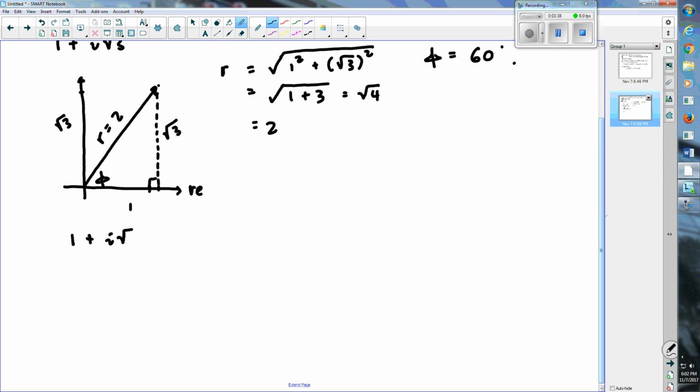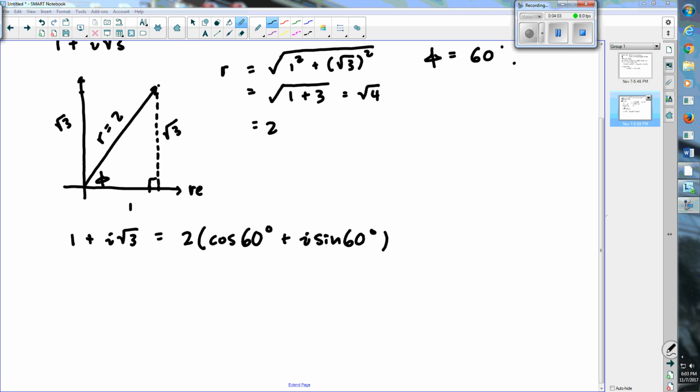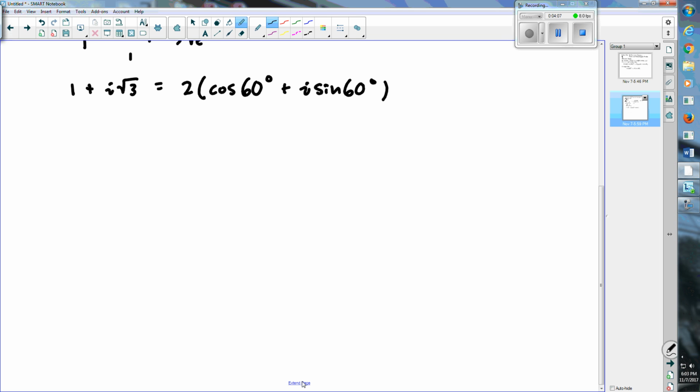So we have 1 plus i root 3 is equal to, we found the radius, or the modulus, as 2. And then in that CIS form, or the cosine plus i sine form, we would have the cosine of the angle, which we now know is 60 degrees, plus i times the sine of that same angle, 60 degrees. And that's what we have to this point. Now what we want to do is raise this number to the 8th power.